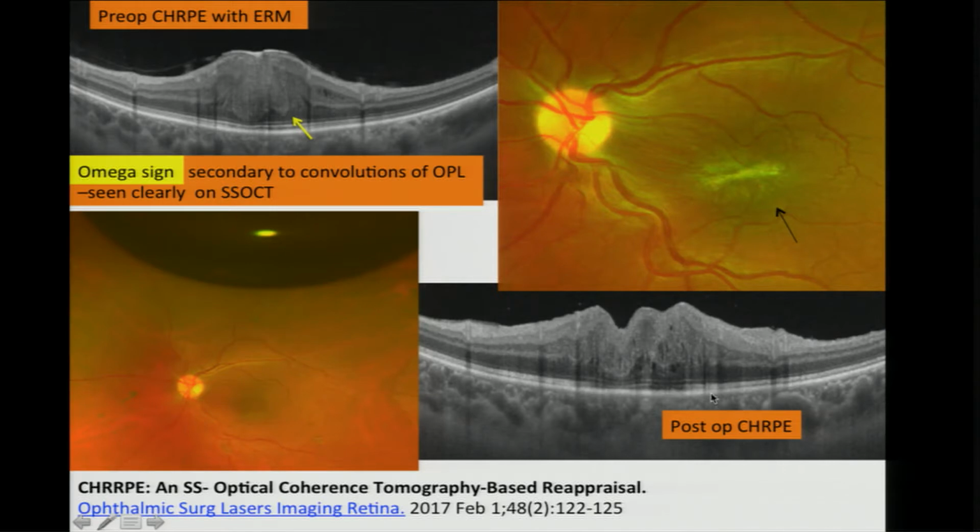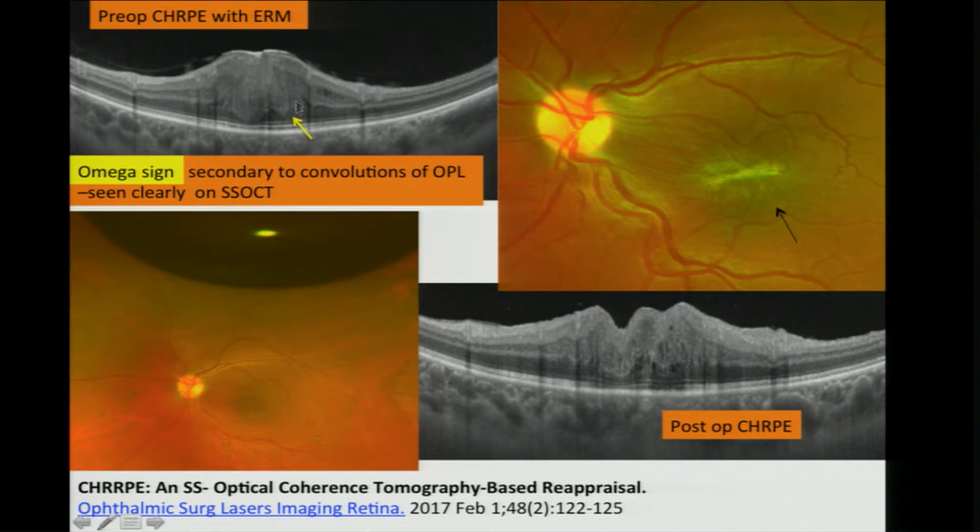So I'll just finish off fast. This is another case. Do I have a minute? Yeah. Okay. So this is the omega sign, which the fibrous tissue shows because of an ERM and CHRPE. CHRPE is hypertrophy of the retinal pigment epithelium, which grows inside and gives the inverted omega sign over here.